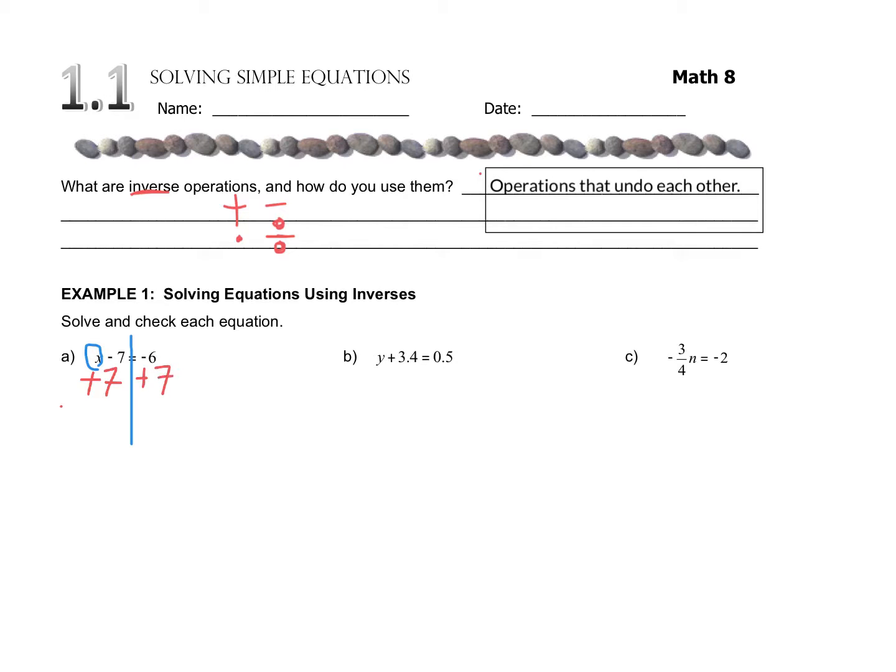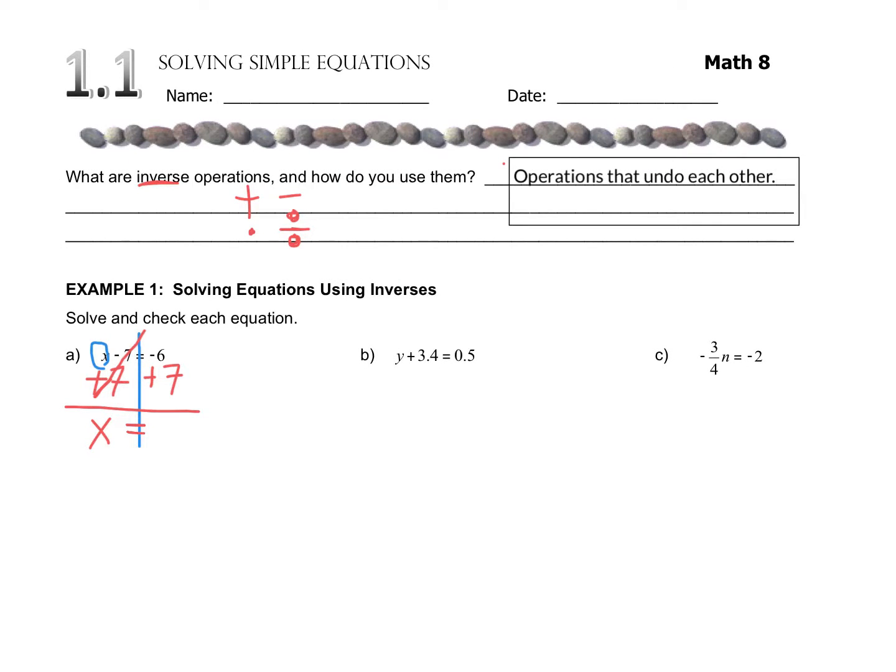Now remember, anytime I do something to one side of an equation, I have to do the exact same thing to the other side to keep the balance. So if I add 7 to the left side, I also have to add 7 to the right side. Now these 7's on the left, negative 7 plus 7 cancels out because it becomes a 0, leaving me with just the x. And that's what we wanted, right? That's what the goal was, to get x by itself. On the other side, we got to remember our integer rules. Negative 6 plus 7, that gives me 1.